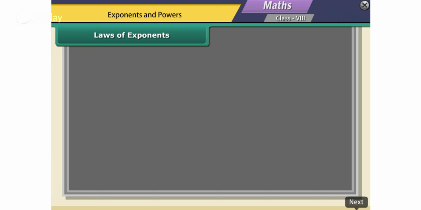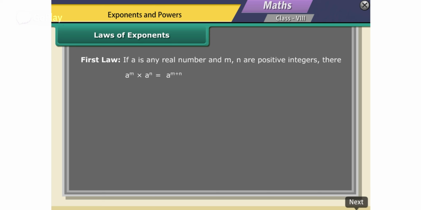Laws of exponents. First law: if a is any real number and m, n are positive integers, then a^m × a^n = a^(m+n). 5^4 × 5^2 = 5^(4+2) = 5^6.